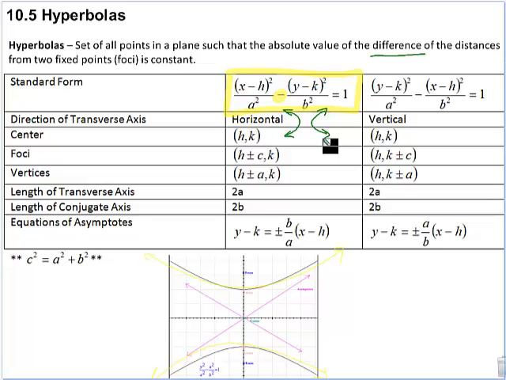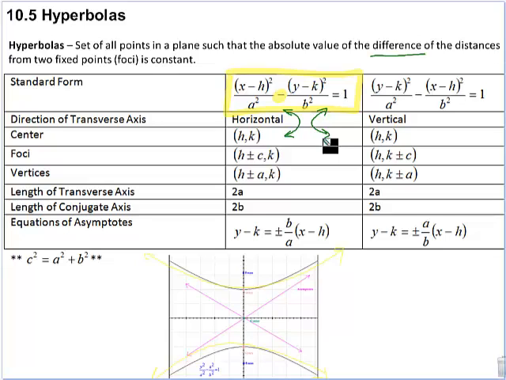Okay. Haven't we done ones already kind of like this? No, we have not. Parabolas open up, but they do not have the same shape or the same properties that a hyperbola does.